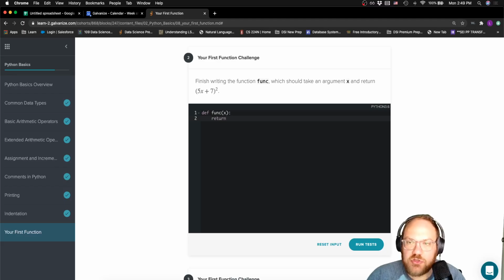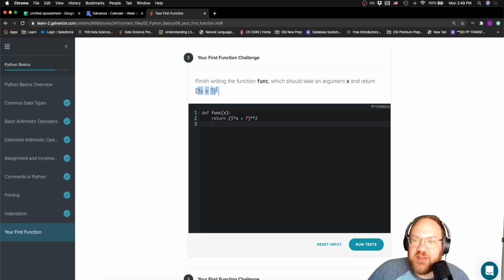What I want to do is I first want to return 5 times x plus 7. No need for any sort of order of operations parentheses there. It's going to take care of itself naturally. I'm actually going to clean up my syntax here, put those guys together. And then it says that we want to square this entire thing. So we want to return 5 times x plus 7 to the second exponent.